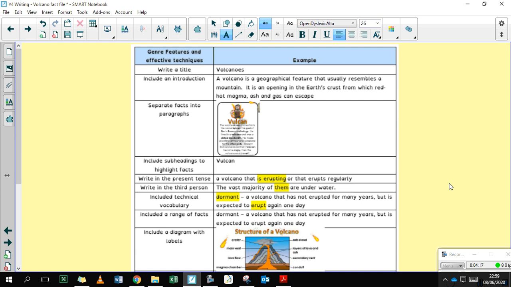You're going to definitely have technical vocabulary. So here I've got the word dormant, which can only be related in this context to a volcano, and erupt again. So they are my technical pieces of vocabulary. You're going to have lots and lots of facts, a huge range of facts.